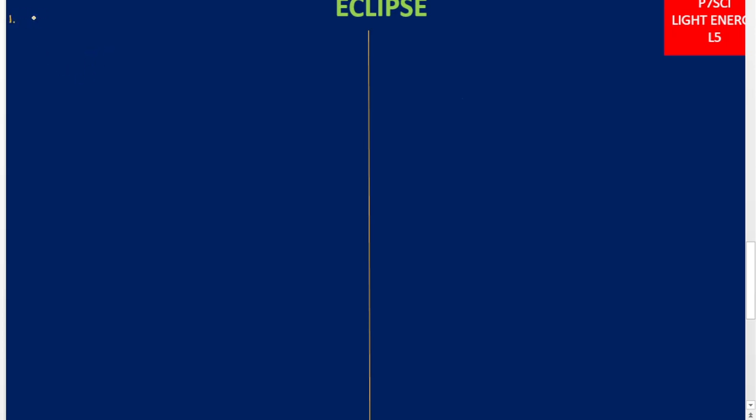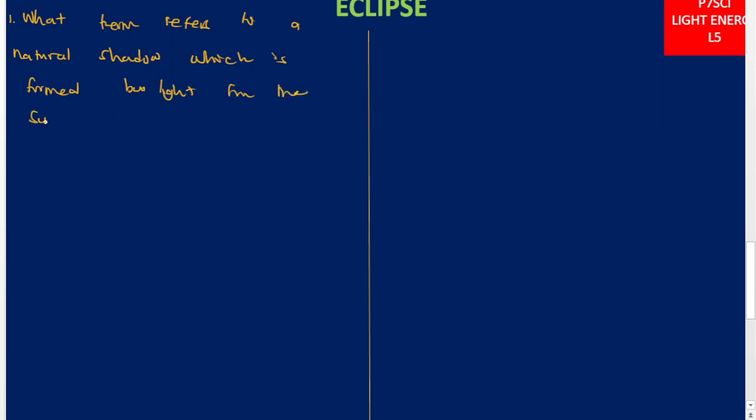Activity number 1 says, what term refers to a natural shadow? What term refers to a natural shadow, which is formed when light from the sun is obstructed by either the earth or the moon.